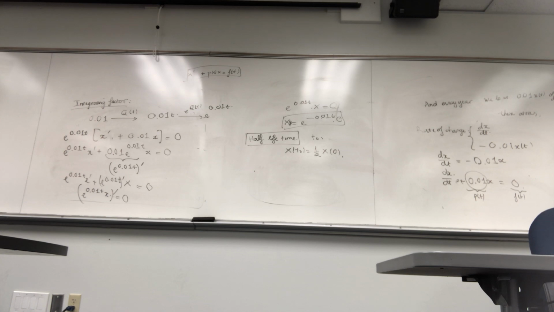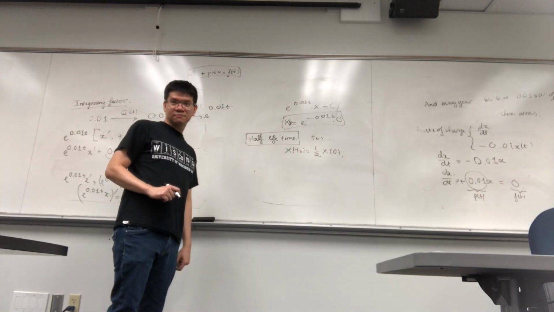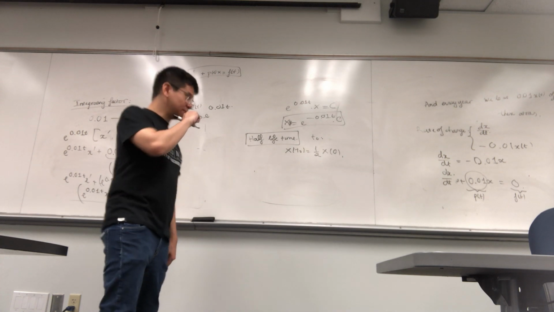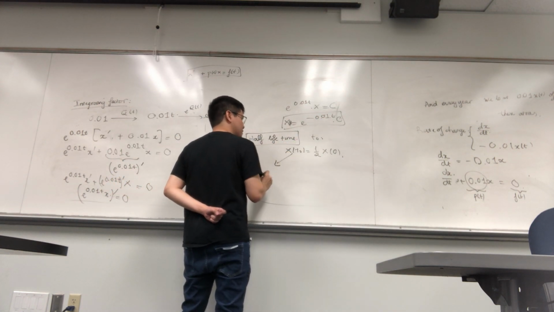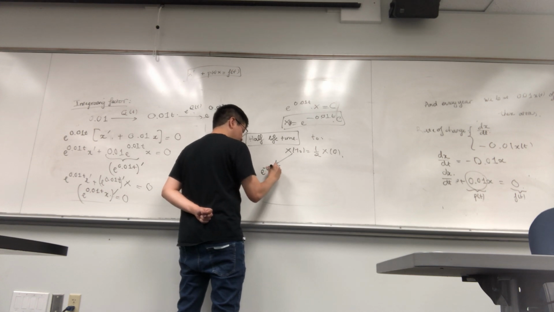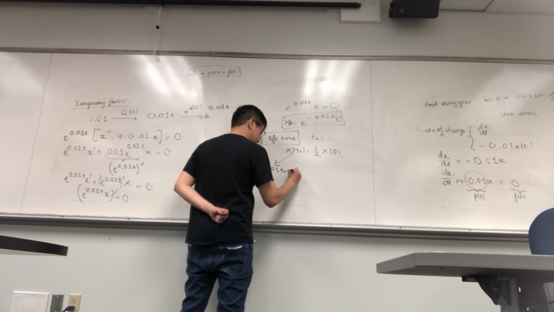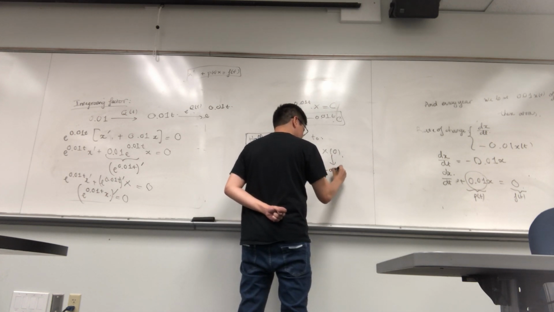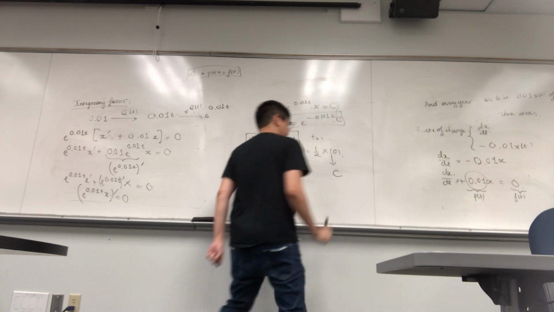We can plug t0 into the formula that we just found for x, and then we can also plug 0 into that formula to find x of 0, and then solve the equation. So here, I'm going to plug into this formula. I have e to the power minus 0.01 t0 times c, and for this one, I'm going to have e to the power minus 0.01 times 0, which is 0. So I have only c.